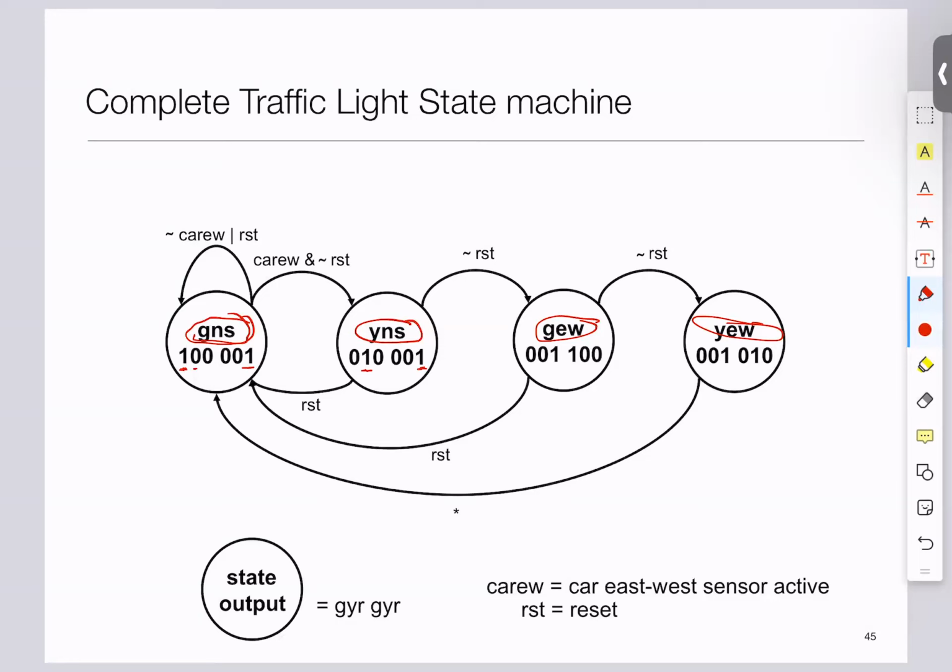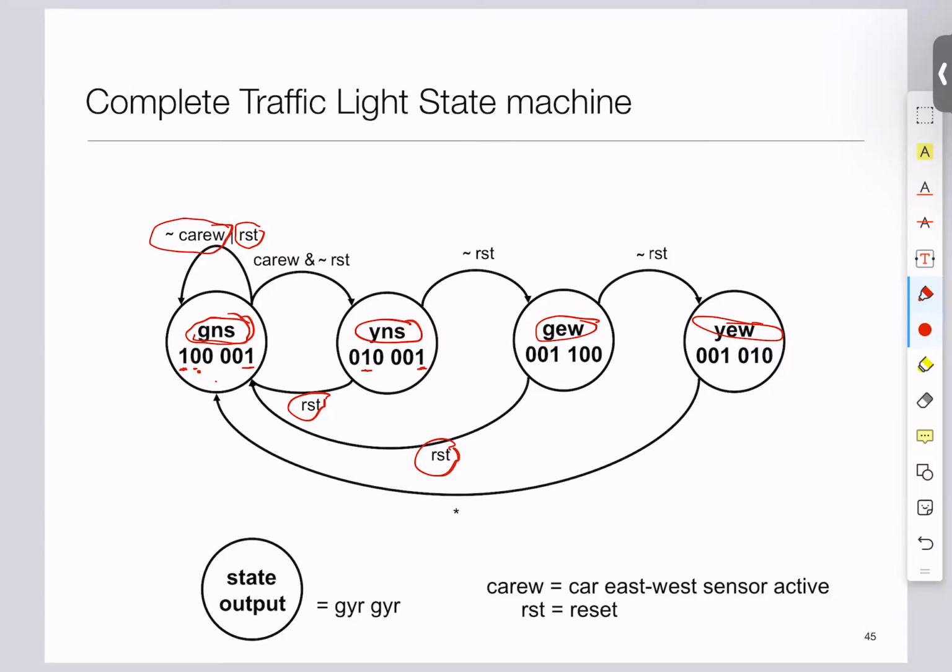And finally, we have to decide, how do I move from state to state? So when I start out, we start out in GNS. The idea is that whenever reset comes, wherever I may be, I should go to GNS. So if there is a reset signal, go to GNS. That's the default. And as long as reset is true, or there is no car on the east-west, I stay put there.